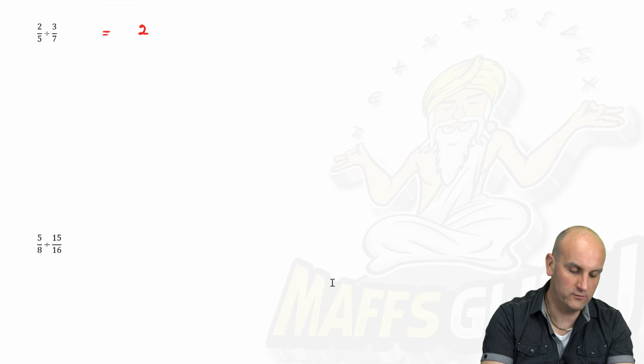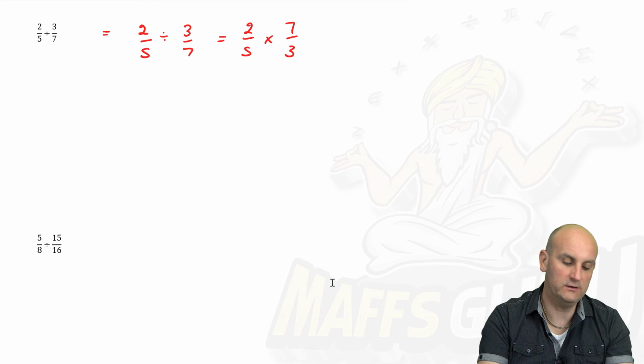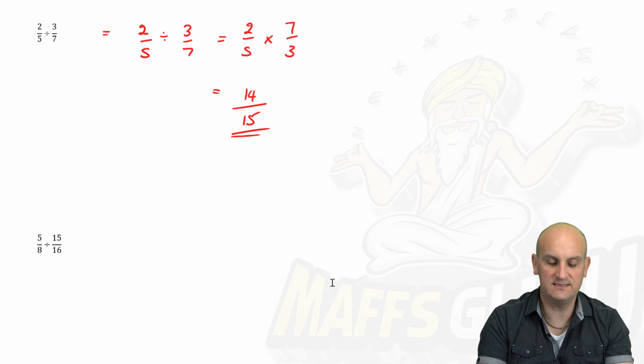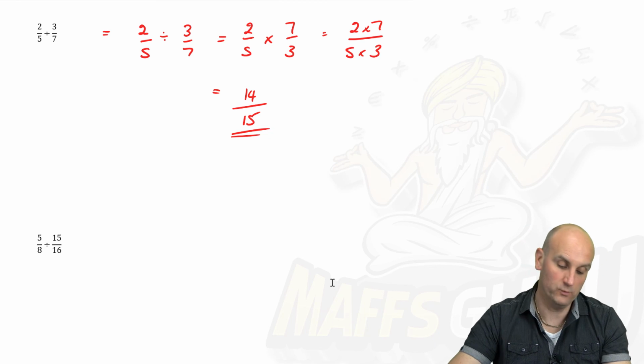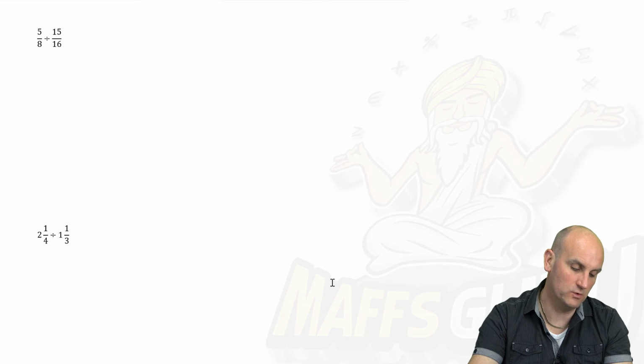Finally, let's do some divided questions. 2/5 divided by 3/7. We can't divide, so we're going to keep, change, and flip. Can I do any cross cancelling there? Nope. So that's going to become 14 on 15. And that is the end. If you don't know why, then it's 2 times 7 is 14. 5 times 3 is 15. And we are done.